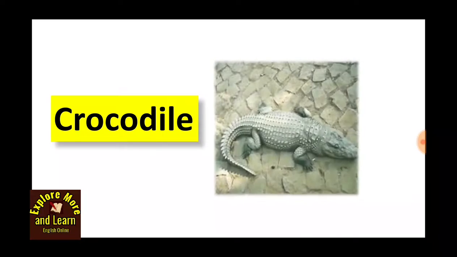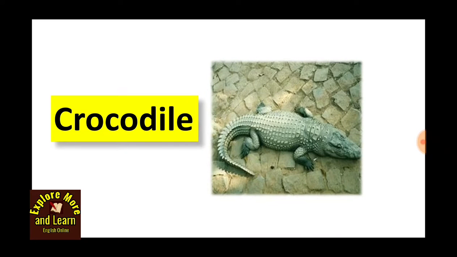How do you pronounce it? Crocodile? If yes, then it's again an incorrect pronunciation. So how to pronounce it? It's crocodile. So here, do not pronounce this O here, okay? So do not say crocodile. It's crocodile. Alright? I hope you have got it.